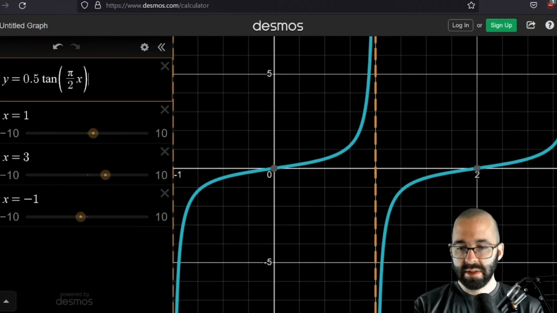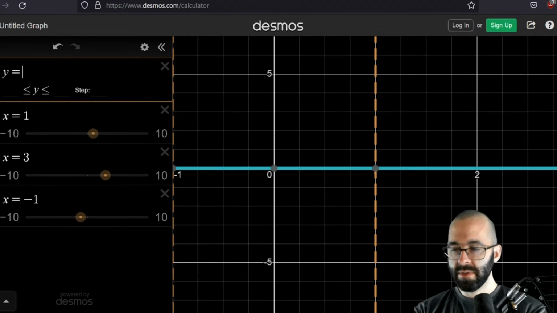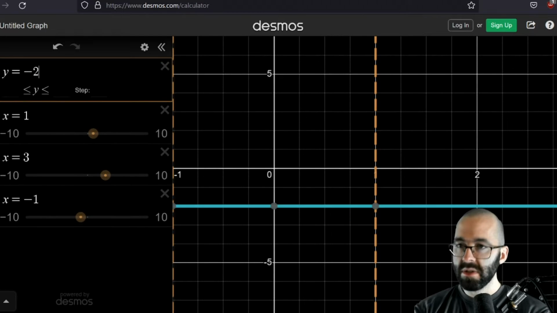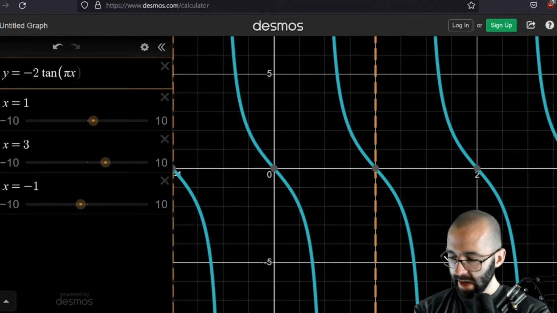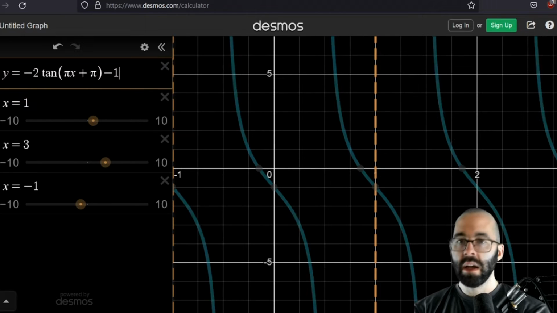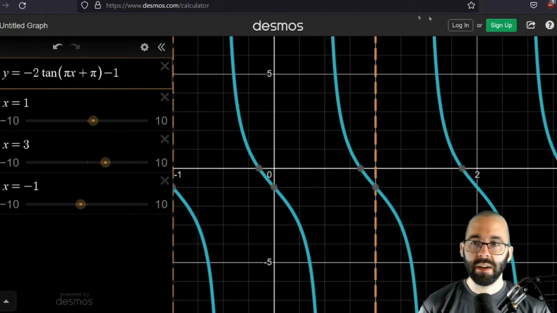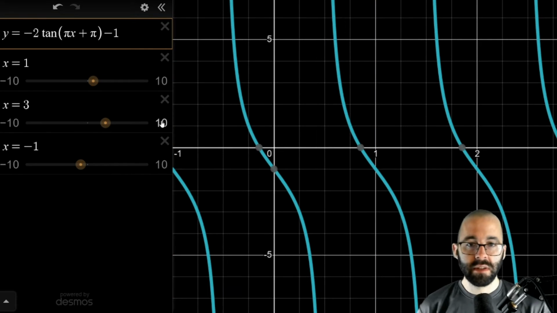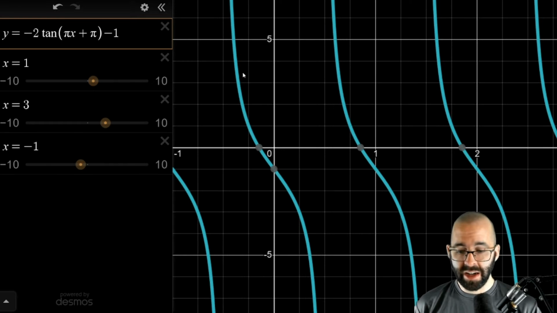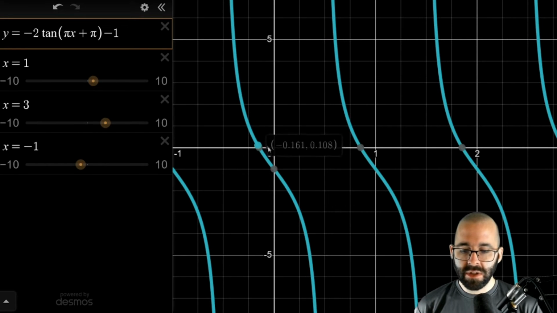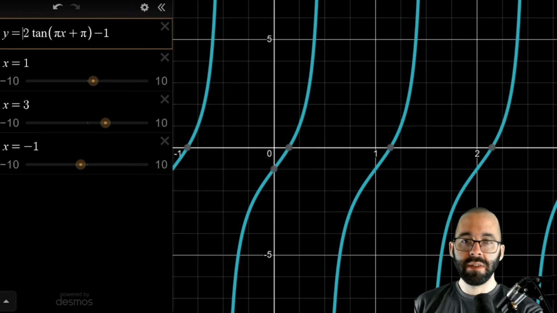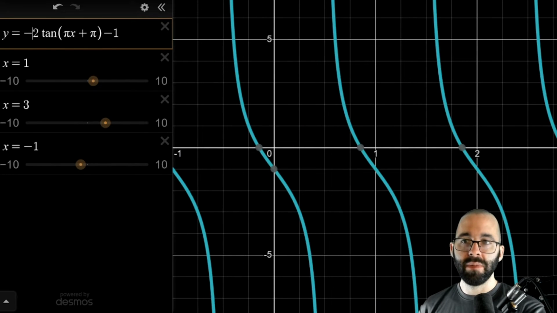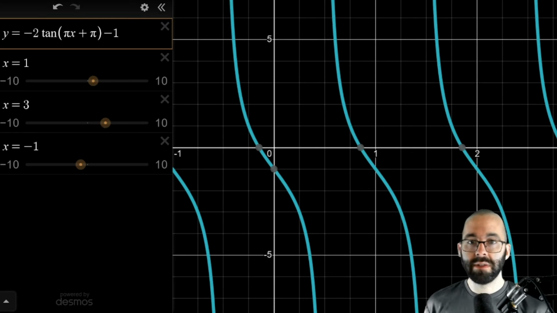All right, so when we do that, we have a different graph now. We're going to have y equals negative 2 times tangent of pi x plus pi minus 1. So there's a lot of things happening here. And we have different asymptotes. First things first. Notice that tangent is going down now, right? As we go from left to right, tangent is only decreasing. That's because our a value up here, this a value is negative now. If it were positive, it would be going up all the time. But because it's negative, tangent's now going down all the time.